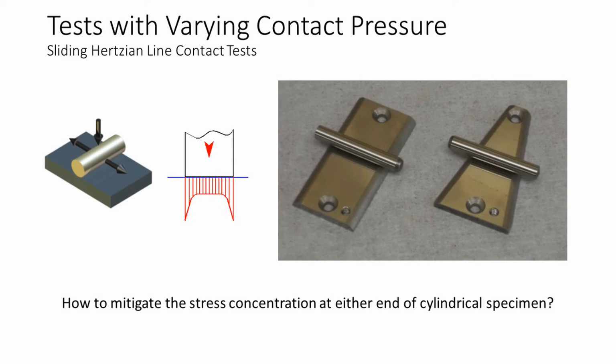One of the key issues with a simple line contact specimen arrangement is how to mitigate the geometric stress concentration at either end of a cylindrical specimen of finite width. One solution is to use a roller with a logarithmic end profile. Another solution is to use a plate specimen with curved edges and a cylindrical specimen that is wider than the plate. This then allows the possibility of using plate specimens with non-parallel sides, such that the contact pressure varies with the stroke position for a given load.